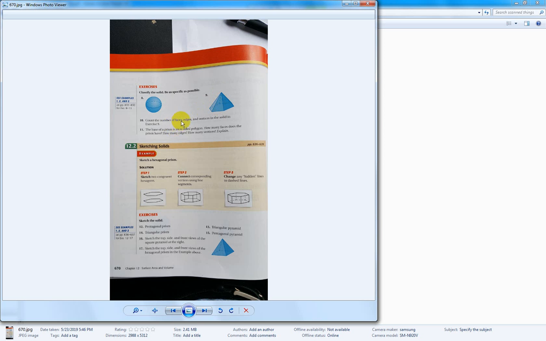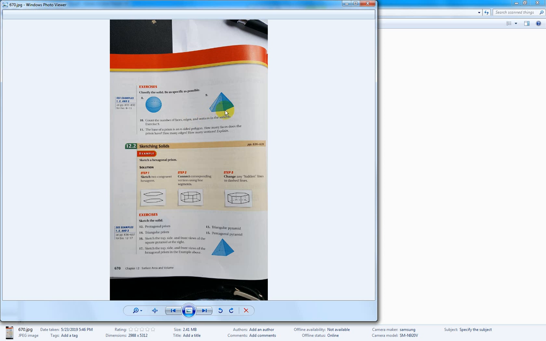Number 10, count the number of faces, edges, and vertices in the solid in exercise 9. We sort of did that, but reviewing it will never hurt. Because it's a 6-sided polygon, there are 6 triangles, so that makes it 6 faces there plus the base, so that's 7 faces.